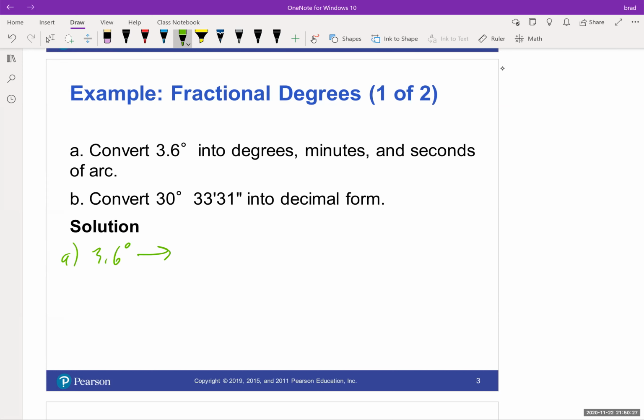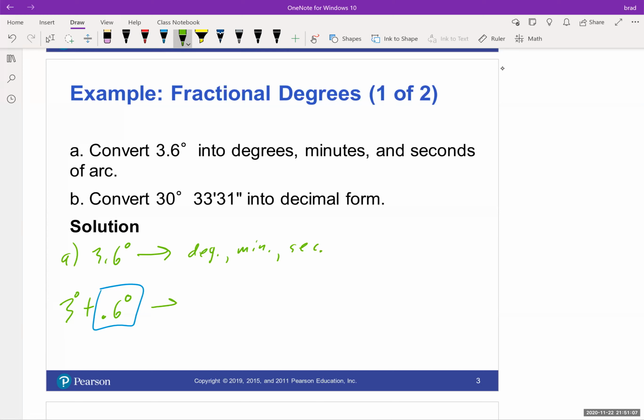We want to end up with degrees, minutes, seconds. Sometimes there are no seconds. So what I'm going to say is that 3.6 degrees is really 3 plus 0.6 degrees. All you really worry about is this part right here. You really only care about the decimal, because remember, you use minutes and seconds for more precise measurements. The 3 degrees is going to stay, so we're not going to worry about the 3. We're more worried about the 0.6 degrees.